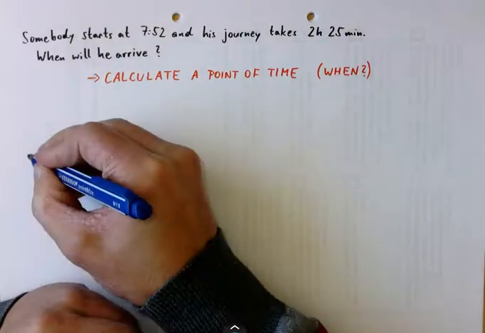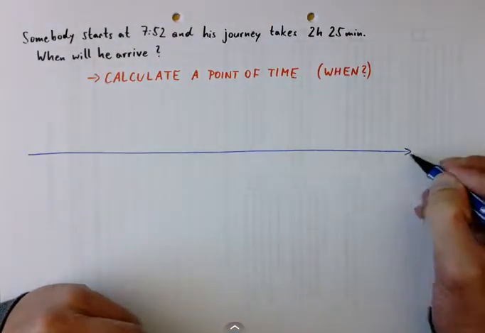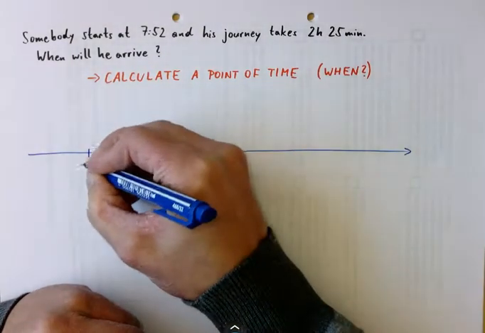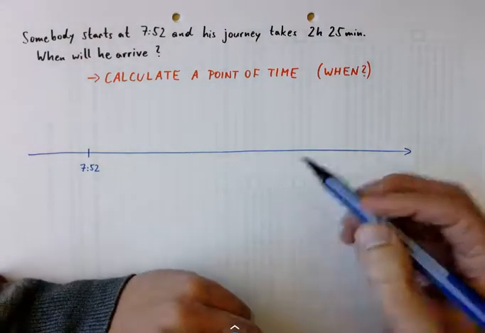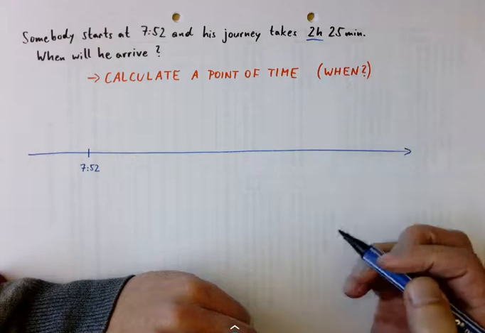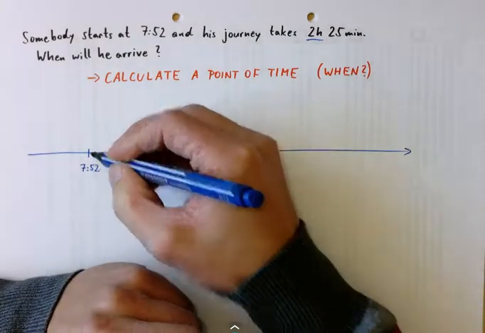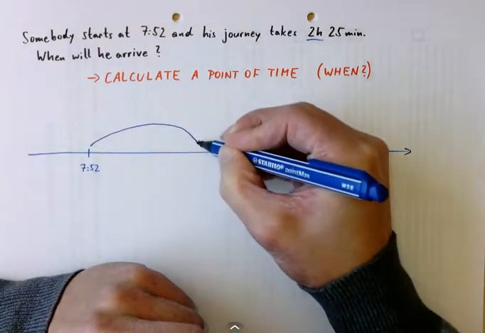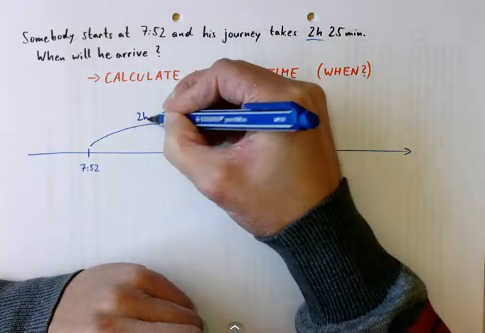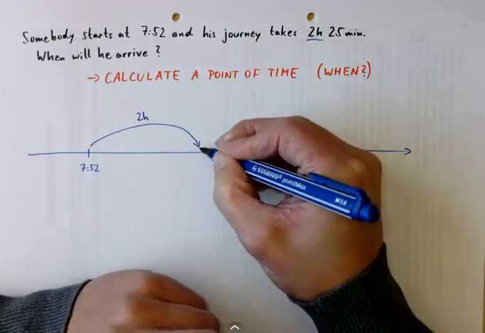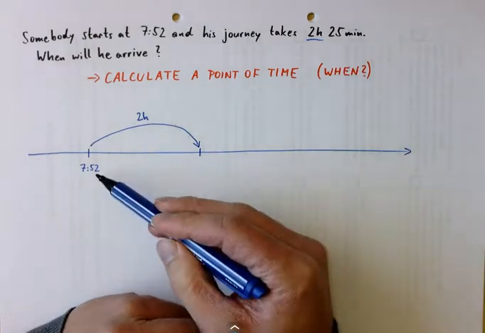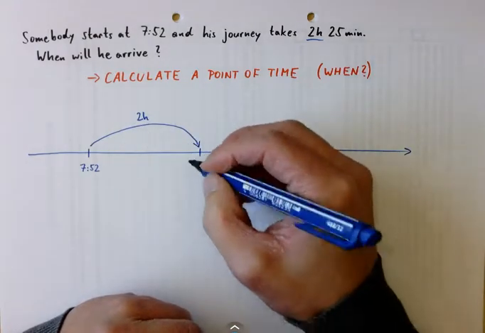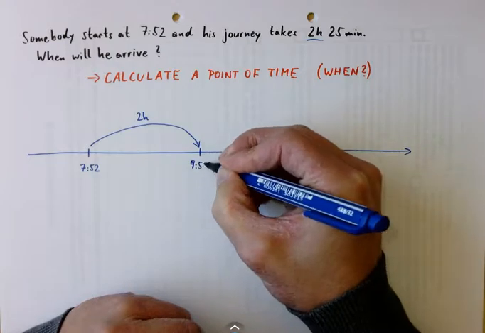Let's use a timeline as well. Let's start with 7:52, and now we have to do the 2 hours first. From 7:52, let's go 2 hours into the future. What will the time be then? From 7:52, 2 hours more, it's 9:52.